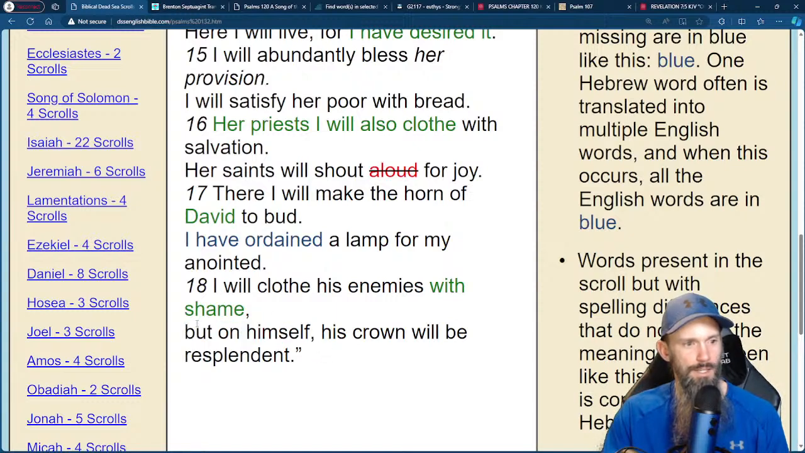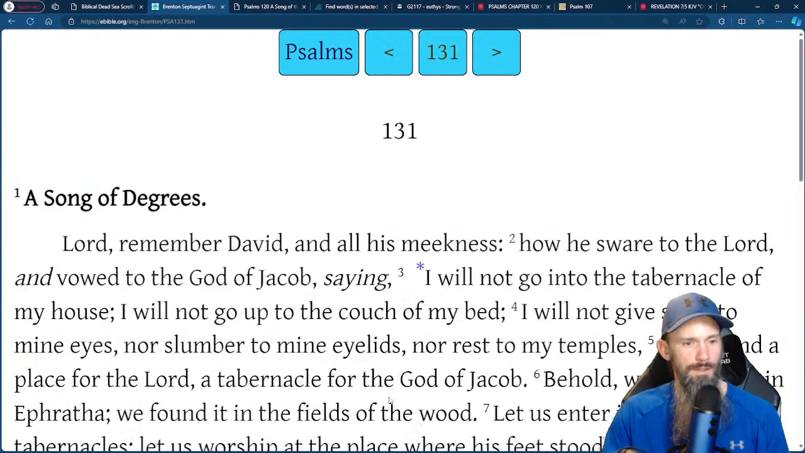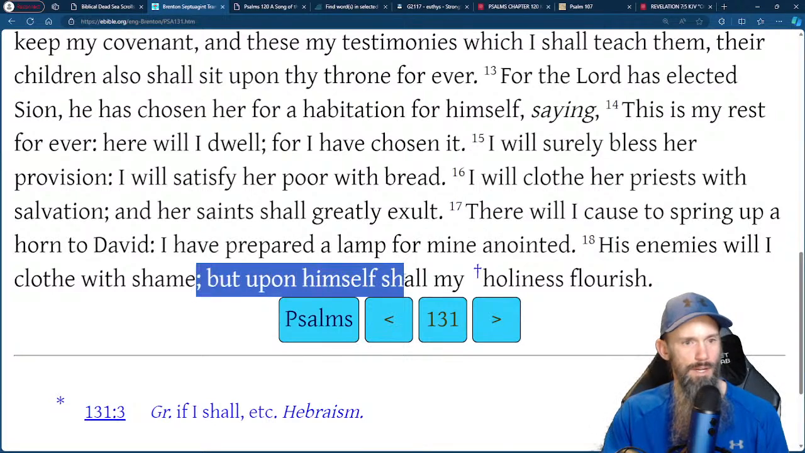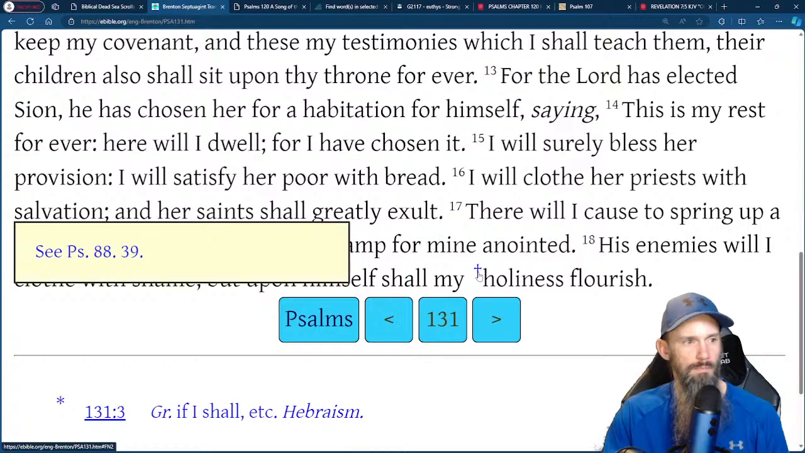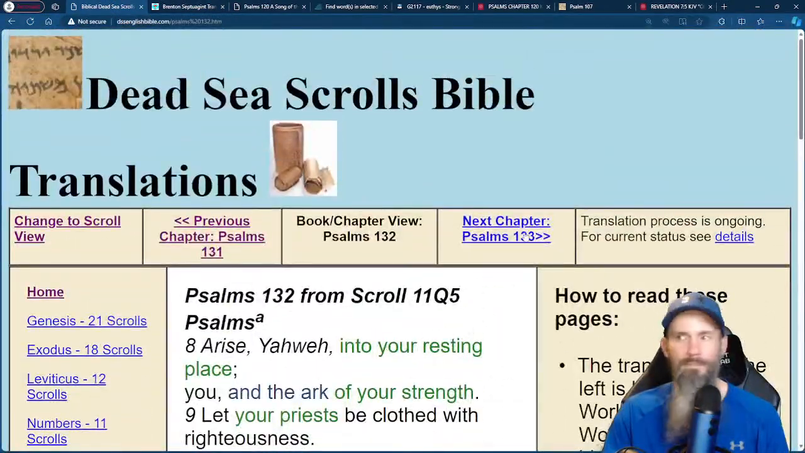That's interesting. But on himself his crown will be resplendent. Greek is, upon himself shall my holiness flourish. Interesting.